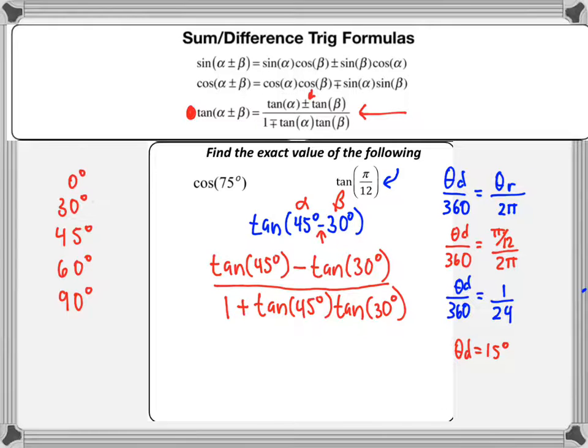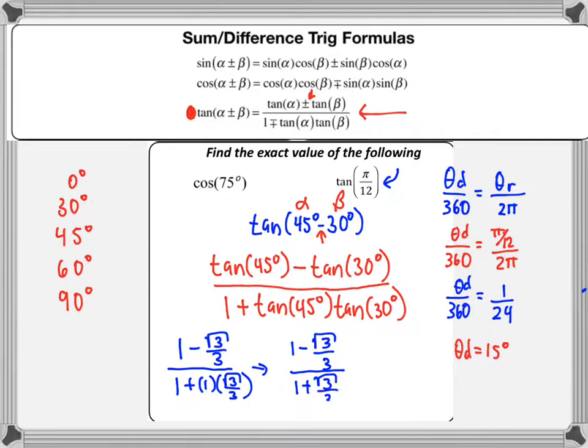Okay, so let's start cleaning this thing up. We have the tangent of 45 degrees, which we know is 1, minus the tangent of 30 degrees, which we know is root 3 over 3, all over 1 plus the tangent of 45 degrees, which is 1, times this guy again, root 3 over 3. Now we have this right here, and we have to clean it up a little bit. There's going to be some arithmetic that goes along with this, so stay tuned real quick as I write this out.